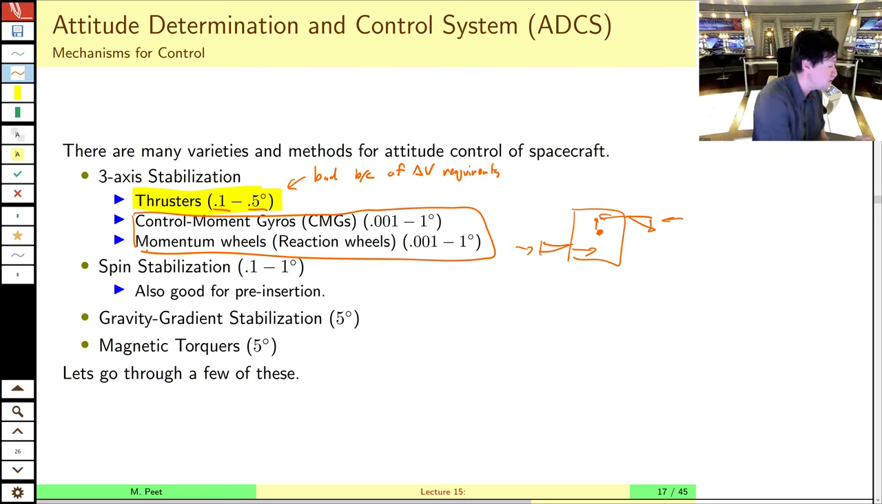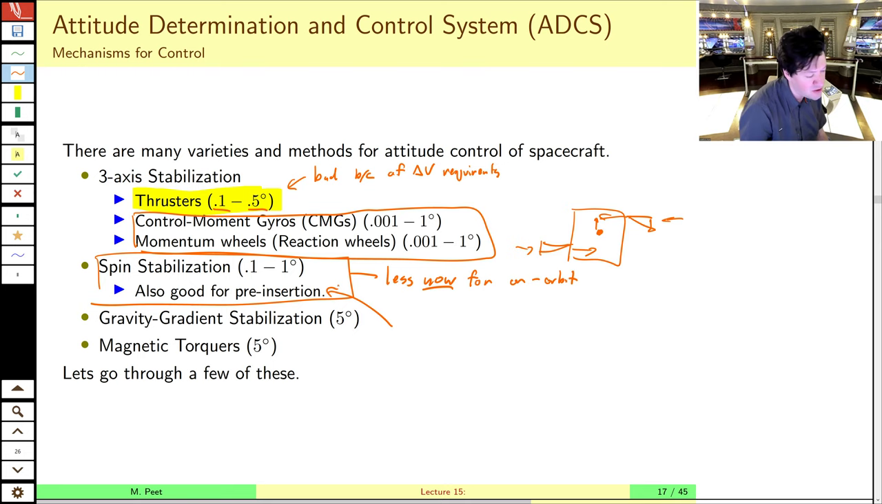Spin stabilization, which is an important case. It's used less nowadays for on-orbit stabilization. But they're still very commonly used. Spin stabilization is very commonly used before you activate your spacecraft, and that's because there's a communications gap. You're not communicating with the satellite before it gets oriented. So you put them on a rocket, and right before you release, you spin them up a bit. We'll talk about spin stabilization later.